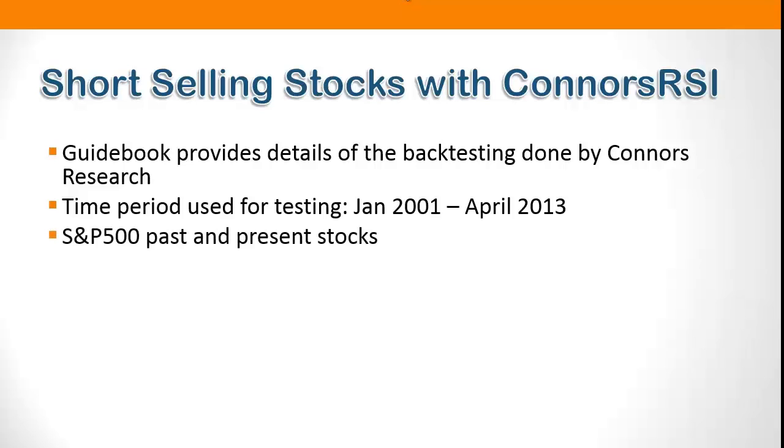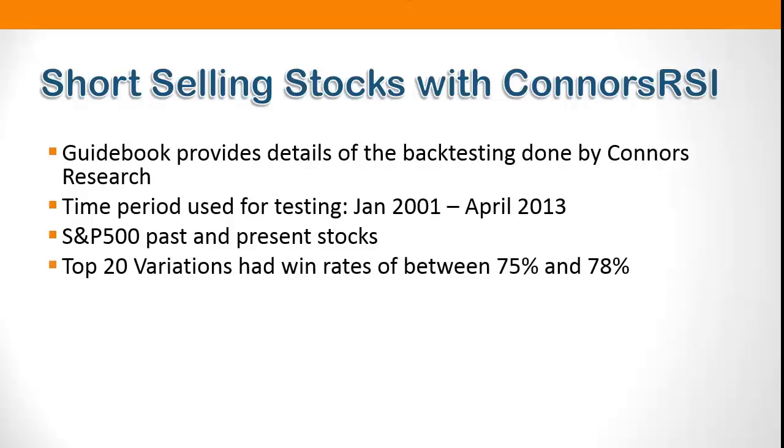And they used a set of stocks for a symbol list, which was the S&P 500 past and present stocks. So it's important to know the time period of testing, and also the stocks. Note here that it's past and present stocks, not just what's currently in the S&P 500, but also including things that are perhaps no longer trading, or maybe they've been dropped from the S&P 500. Things like Enron, for instance.